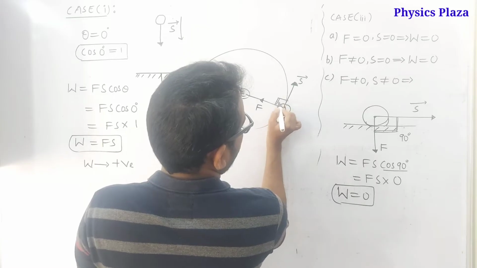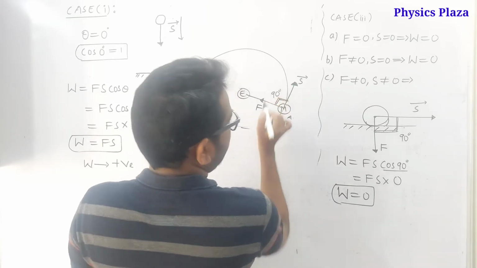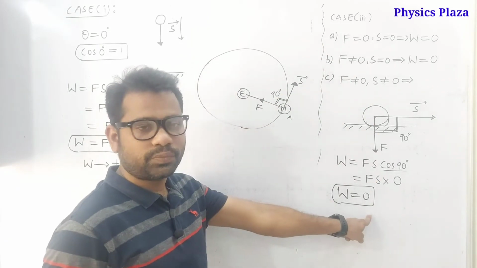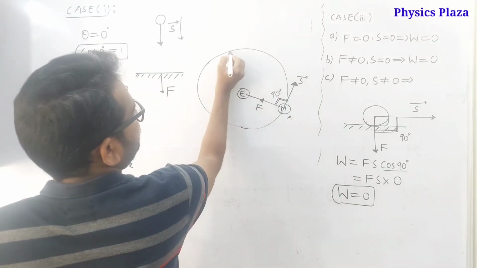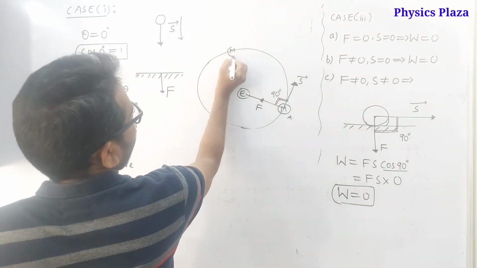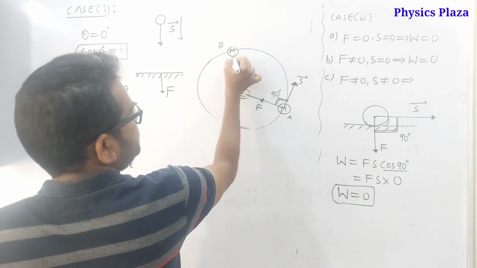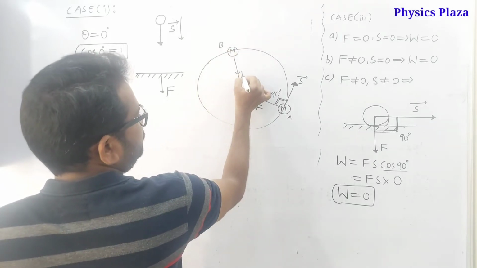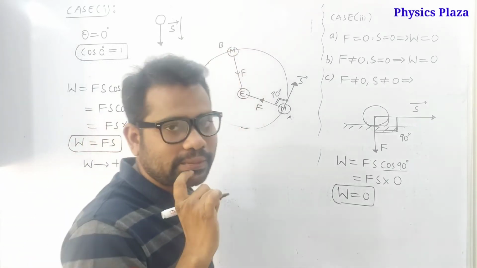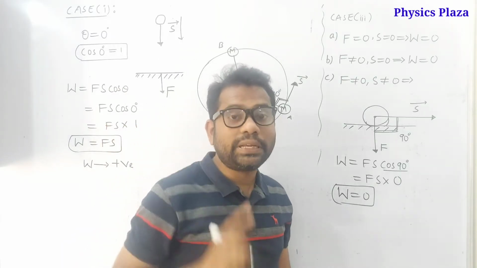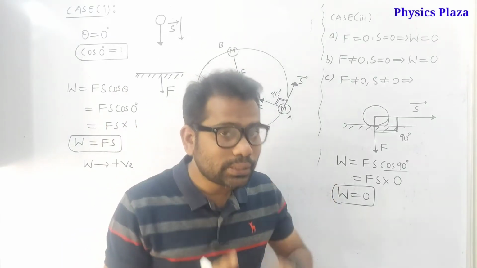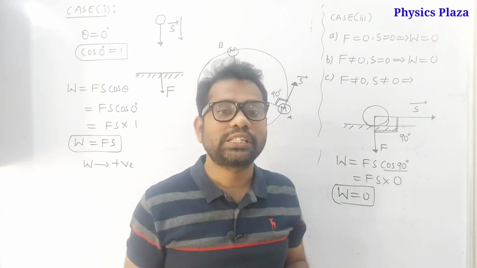So what is the angle made here, children? It is 90 degrees. Work done is 0. Suppose after some time the moon has come to this point, point B. Still here also the force will be the centripetal force, which we already discussed. Regarding centripetal force, children, if you have missed that class, the link will be given in the description.